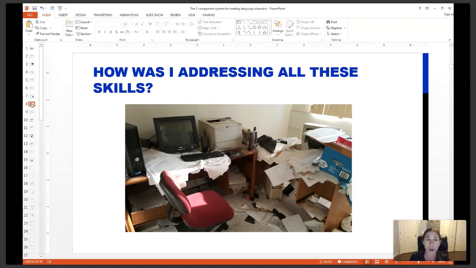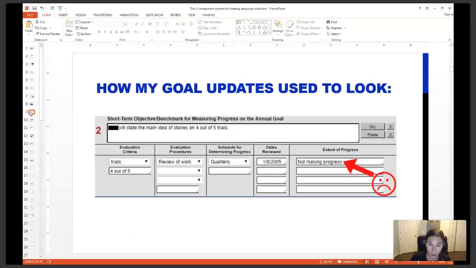And yeah, I was doing some things right, but I didn't have a process, and I was jumping around so much that my students weren't getting better. So I was writing a lot of goal updates like this, where it was: not making progress, 40% accuracy. And then I'd be writing the goal again.